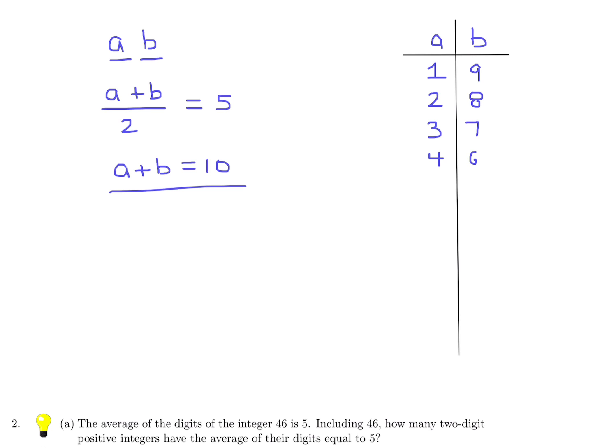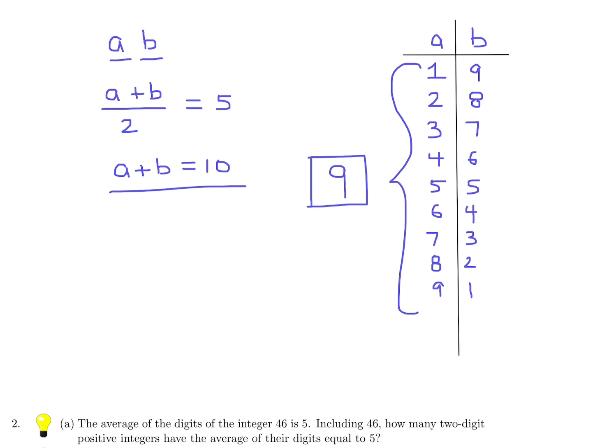3, 7; 4, 6; 5, 5; 6, 4; 7, 3; 8, 2; 9, 1. And I think that's it. So how many did I get? How many two-digit numbers? 19, 28, 37, 46, 55, 64, 73, 82, and 91. And that's 9. 9 two-digit integers that have the average of their digits equal to 5. So now 9 is the answer to part A of number 2.